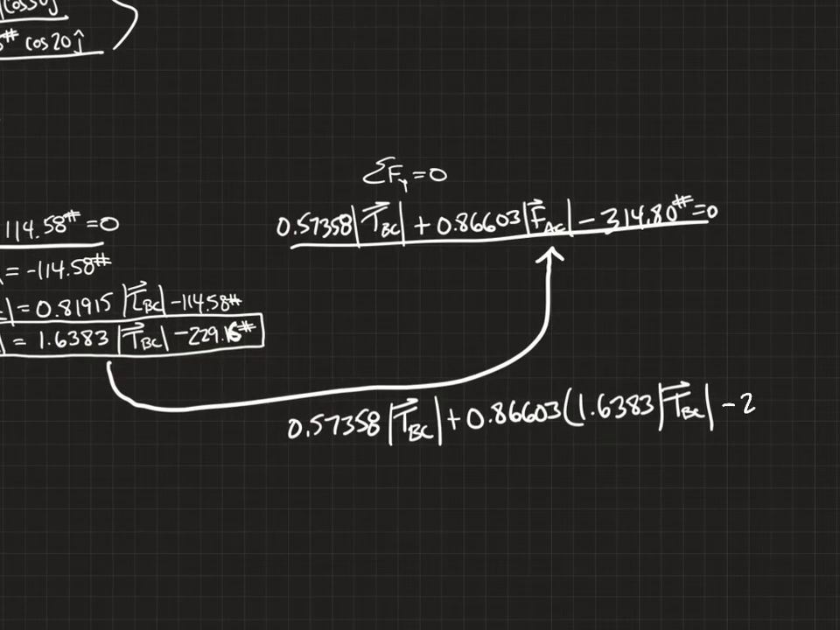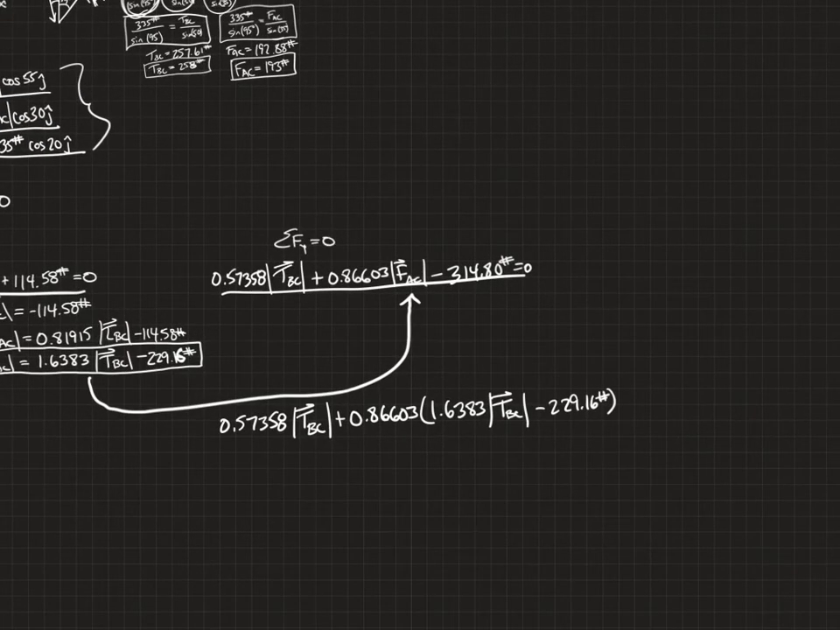Okay, minus 229.16 pounds. Okay, and then minus this equals 0. 314.80 pounds equals 0. So at this point, we only have one unknown in this equation, so we can solve it. I'm just going to pause it. The algebra will pop out.